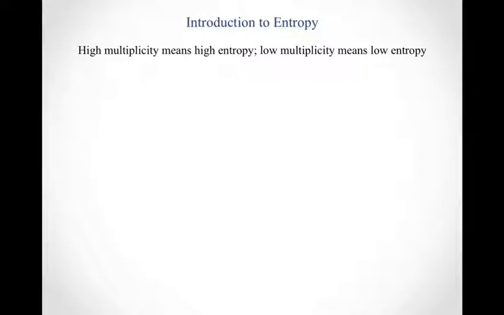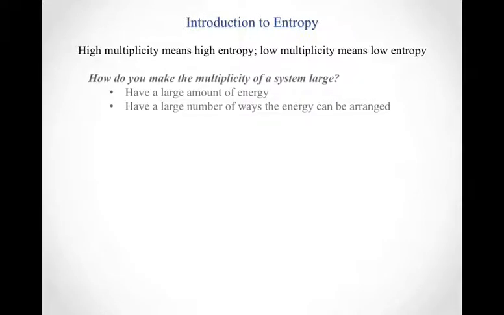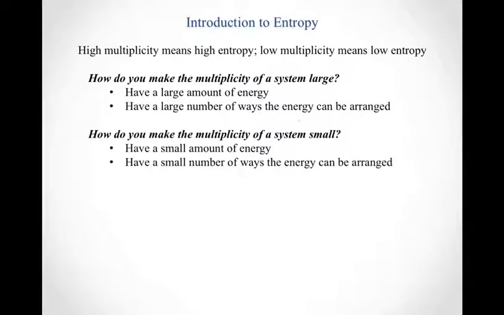So if high multiplicity means high entropy and low multiplicity means low entropy, then what can we do to increase or decrease the multiplicity? How do you make the multiplicity of a system large? Well, the first thing you can have is a lot of energy. The second thing you can have is a lot of ways in which that energy can be arranged. And if you want low multiplicity, the two ways you can do that are to have a small amount of energy and a small number of ways in which the energy can be arranged.